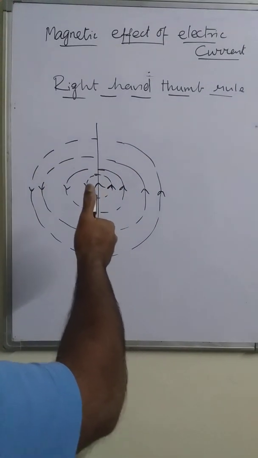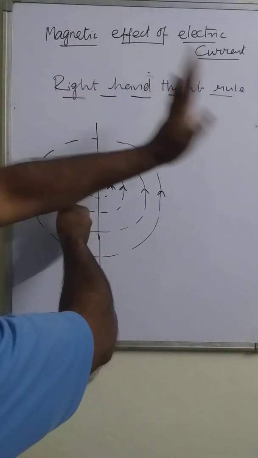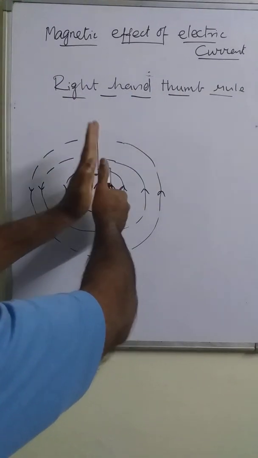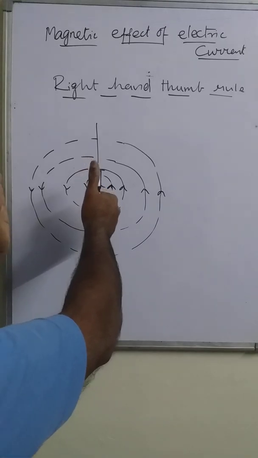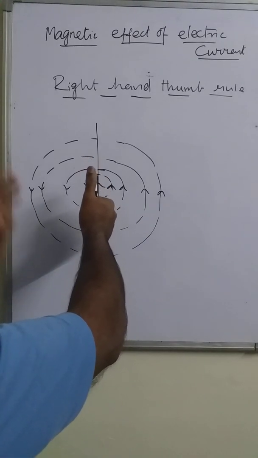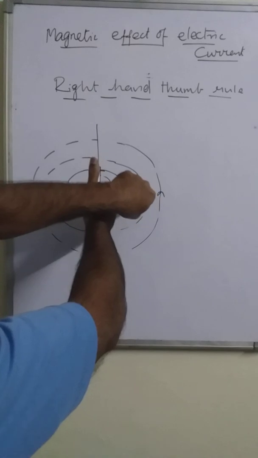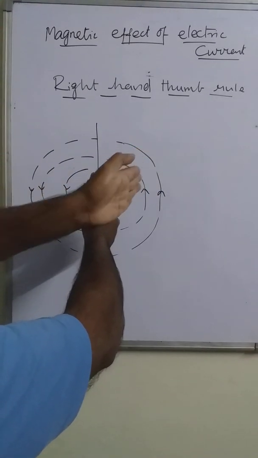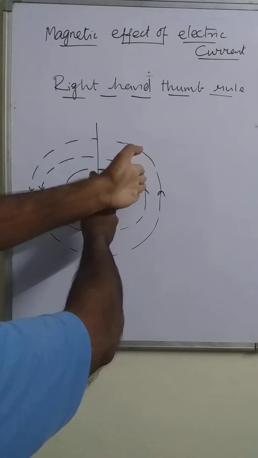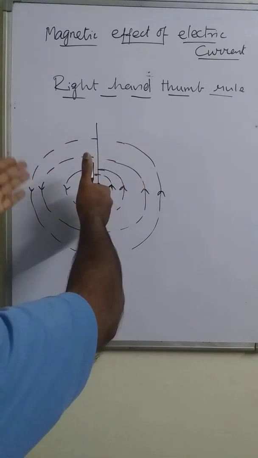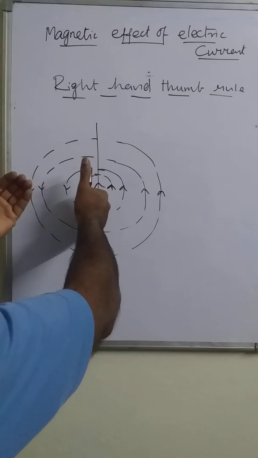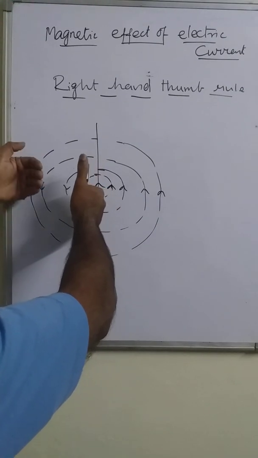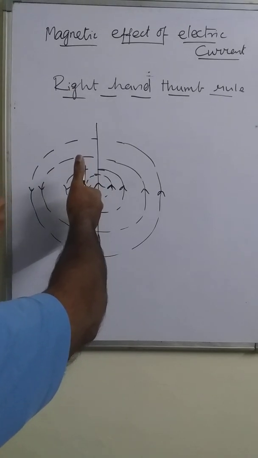But if we take this side of the conductor, that means on the right side of the conductor, you see the field lines are entering into the board. On the left side of the conductor, the field lines are coming out of the board, out of this plane. It is coming in this way, right?